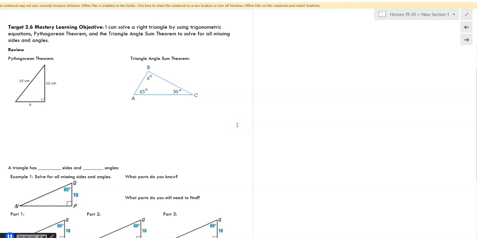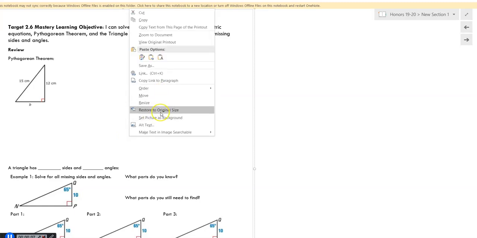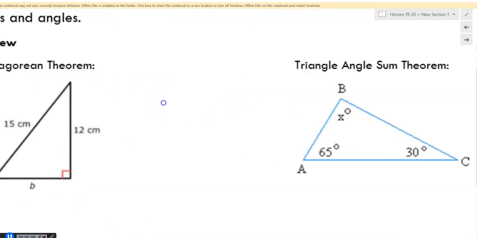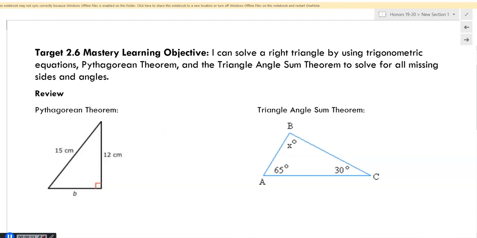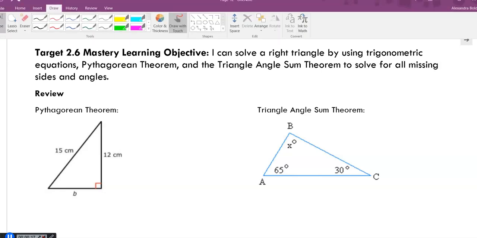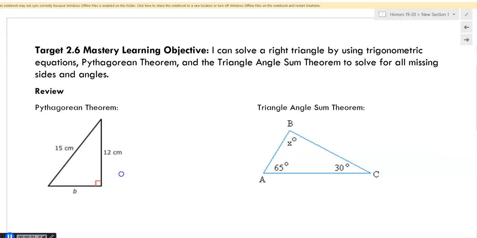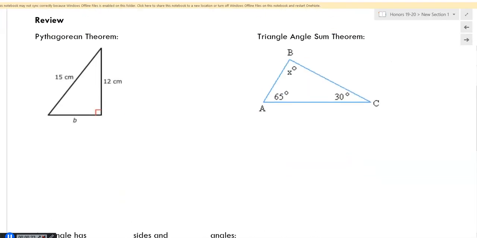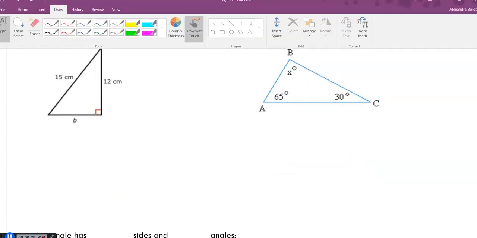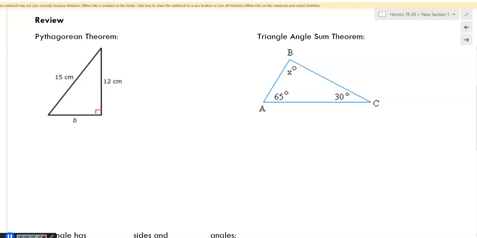All right, now we're looking at target 2.6, and our mastery learning objective says I can solve a right triangle by using trigonometric equations, Pythagorean theorem, and the triangle angle sum theorem to solve for all missing sides and angles. So just a quick review over Pythagorean theorem and the triangle angle sum theorem.